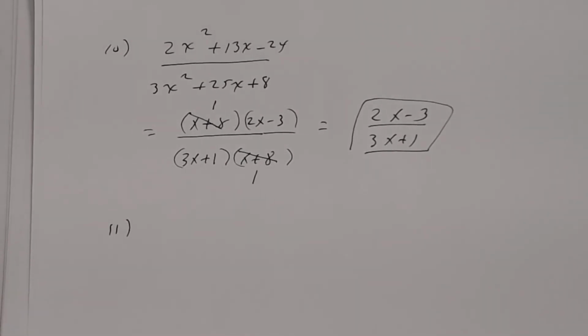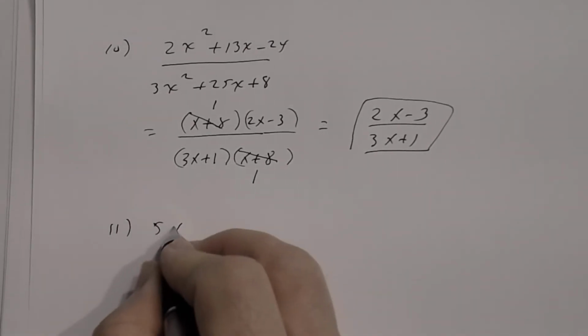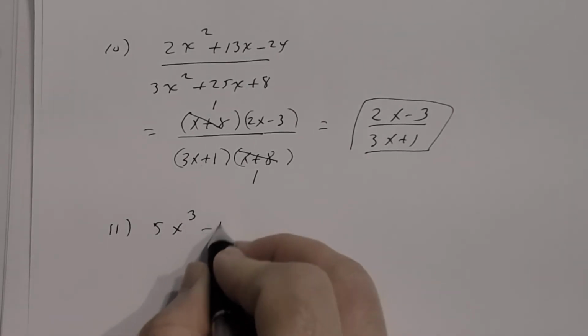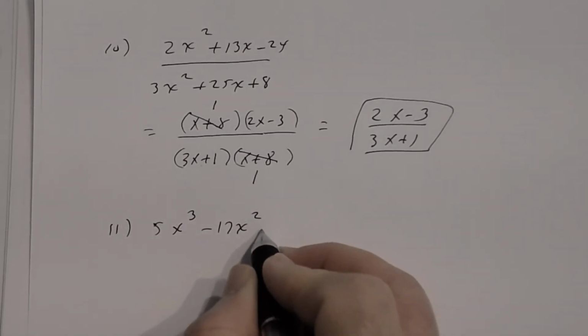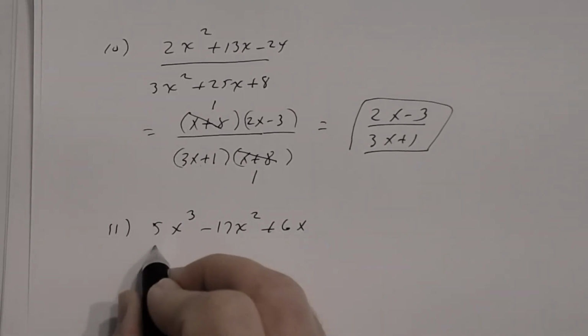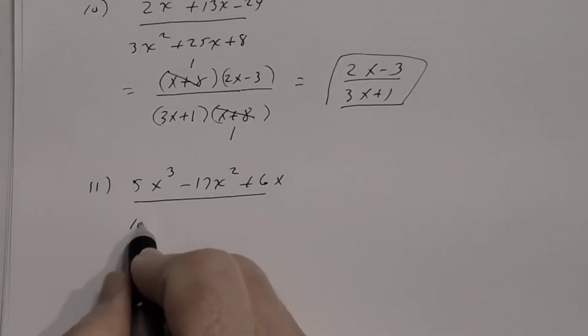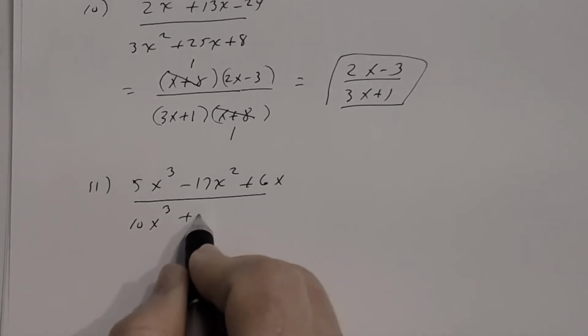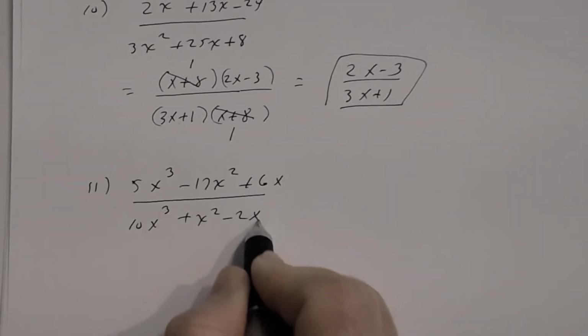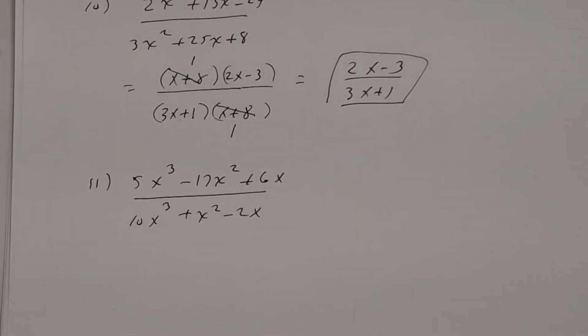Number 11, we have, let's see, let me quickly get to it. So number 11, we have 5x cubed minus 17x squared plus 6x divided by 10x cubed plus x squared minus 2x. All right, so I have this rational expression. I want to simplify this.